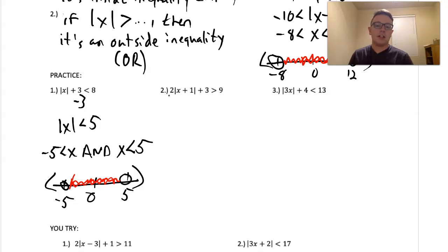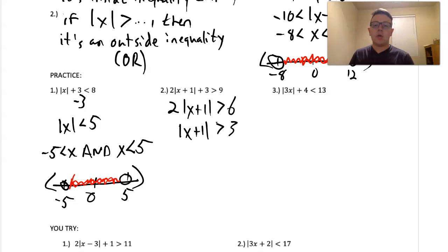For this next one, we're going to start by solving for this absolute value. We're going to subtract 3, bringing us to 2 times the absolute value of x plus 1 is going to be greater than 6. Got to get this by itself, so we're going to divide by 2. We get absolute value of x plus 1 is greater than 3.